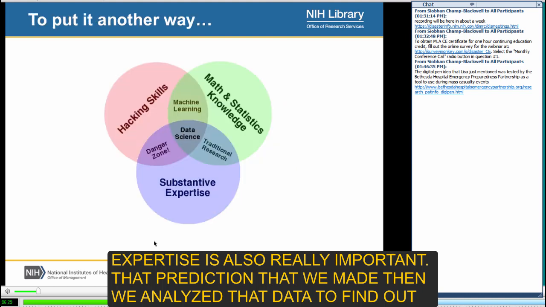Another way of looking at this is a Venn diagram where we have the math and stats knowledge, the hacking or computational skills, and the subject matter expertise. And the area in which all three of those overlap is data science.